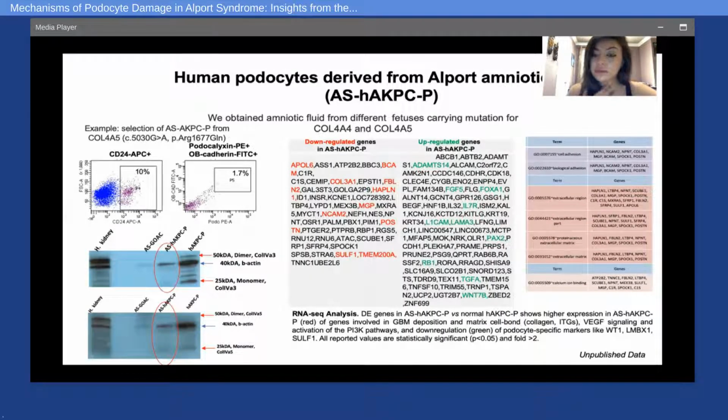We've also done RNA sequencing analysis of Alport podocytes and podocytes that are not Alport. And we see that indeed in Alport podocytes, there is a higher expression of genes involved in glomerular basement membrane deposition and matrix cell bond, along with VEGF signaling and activation of phosphoinositide 3-kinase pathways. And we see a downregulation of specific markers such as WT1, LMX1B, and SOX1.